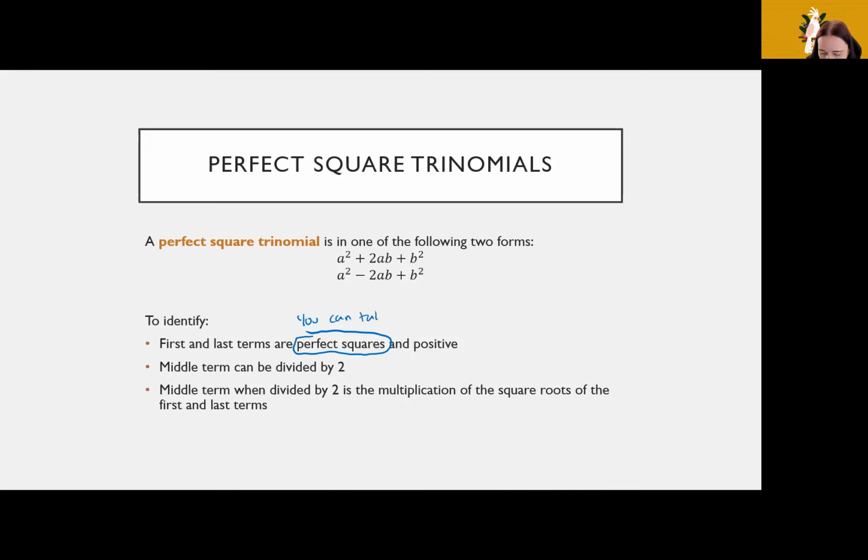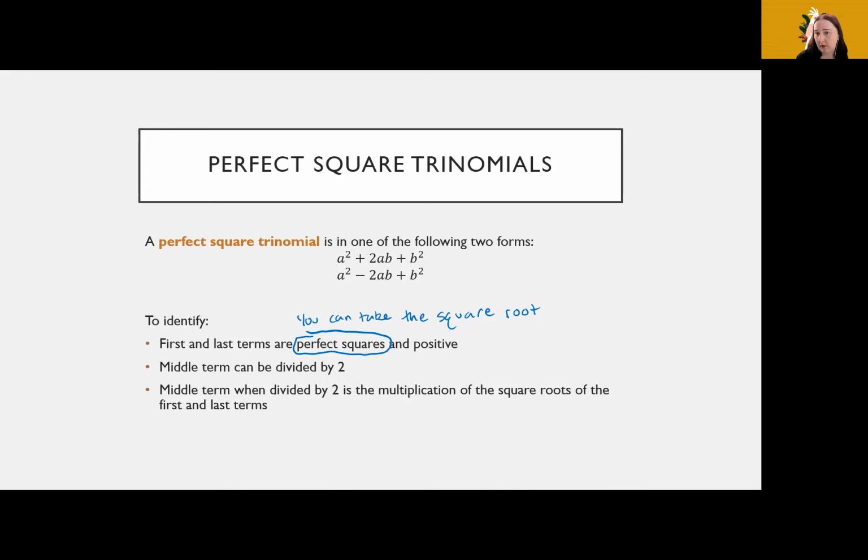So when I say you can take the square root, that means when you do it, it's going to come out whole. There's not going to be any decimals. There's not going to be things left underneath your radical. That's why we learned how to take square roots, as you're able to do it on your calculator, you get a whole number. So the first and last terms you have to be able to take the square root of, and they're positive.